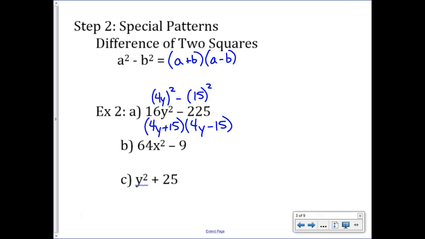All right, then for part B, same thing. 64x squared, the square root of that is 8x. And then we have plus 3, that's the square root of 9. And then we have 8x minus 3. And the last one, we have y squared plus 25. Well, as we just discussed, this is a difference of 2 squares, and this plus sign tells me that that's not factorable using our difference of 2 squares. So we would leave that as is.